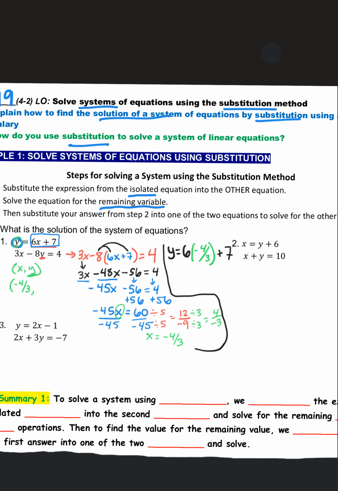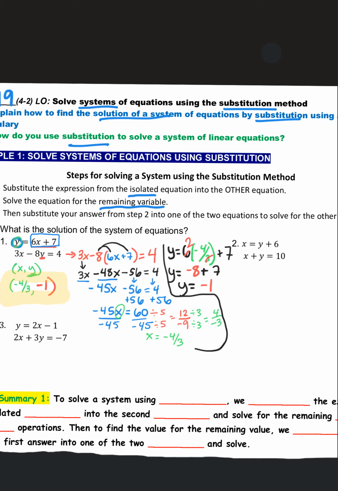I know that 6 divided by 3 is 2. So if I was canceling this out, this would become a 1 and this would become a 2, and 2 times negative 4 is negative 8. So if you are checking with your calculator, you should get a negative 8. And then I'm going to bring down that plus 7. So I get y equals that, and negative 8 plus 7 is negative 1. So my answer is negative 4/3 comma negative 1. I'm going to highlight it so that you guys know this right here is the solution. Okay?